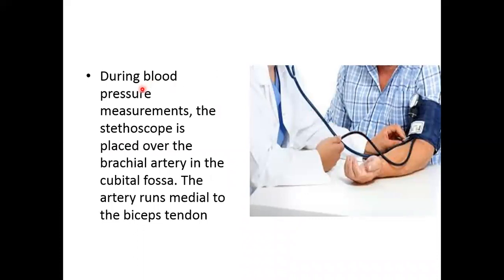During blood pressure measurement, the bell of the stethoscope is placed over the brachial artery in the cubital fossa, right? And the brachial artery, as already discussed, is running medial to the tendon of the biceps.